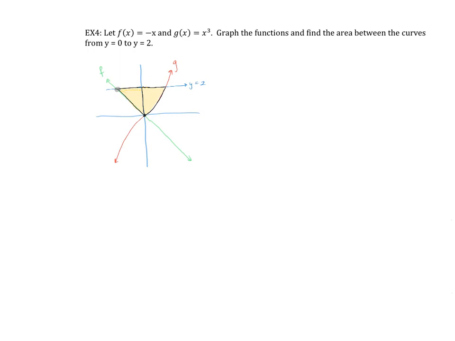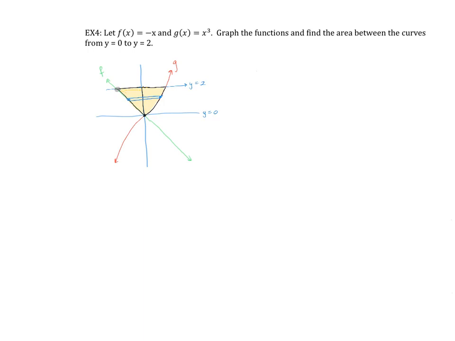So instead of integrating with respect to x, I'm going to integrate with respect to y. And I'm going to set up a representative horizontal slice, where I can see that my left function is g, my right function is f, and all I have to do is go from y equal to 0 to y equal to 2 and integrate with respect to y.